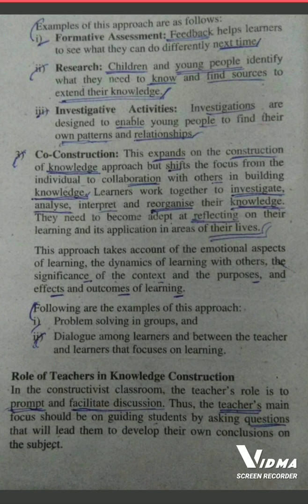Examples of this approach are as follows. First, formative assessment. Feedback helps learners to see what they can do differently next time. Second, research. Children and young people identify what they need to know and find sources to extend their knowledge. Third, investigative activities. Investigations are designed to enable young people to find their own patterns and relationships.